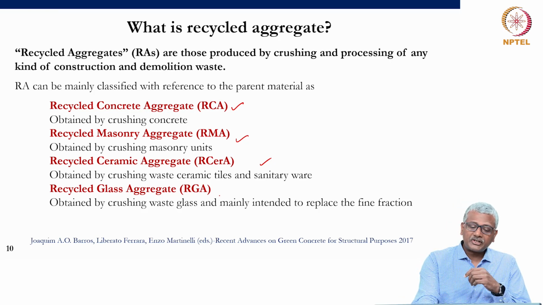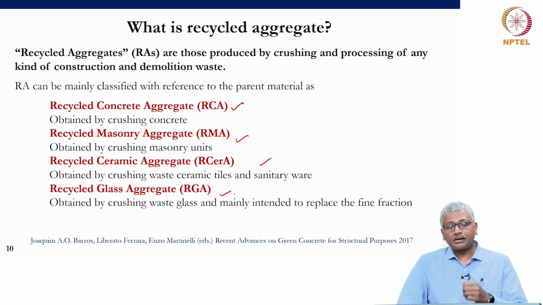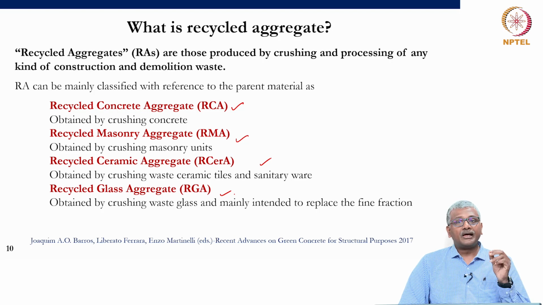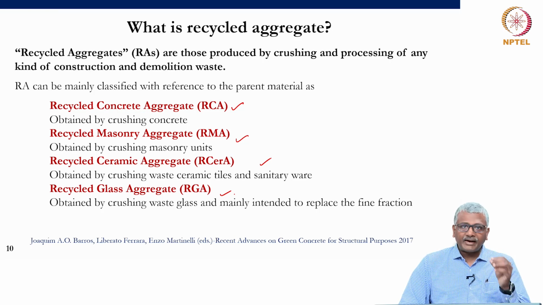Now, glass is much easier to crush and forms recycled glass aggregate. Waste glass is mainly intended to replace the fine fraction of materials in the concrete. You may have seen several pieces of literature that talk about the utilization of fine glass as a replacement for the fine aggregate in concrete, or sometimes as a filler.